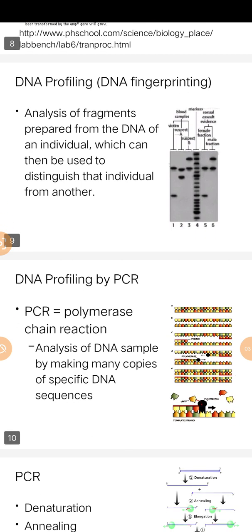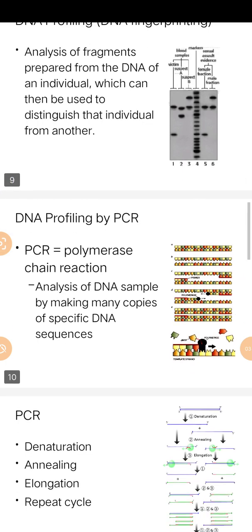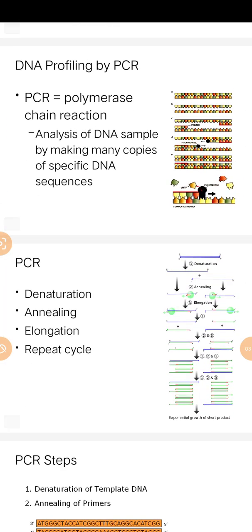There is another technique, that is DNA profiling, also called DNA fingerprinting. It is the analysis of fragments prepared from the DNA of an individual, which can then be used to distinguish between two individuals. DNA profiling can be done by using the PCR technique. PCR is the polymerase chain reaction, which was invented by Kary Mullis. It is the analysis of a DNA sample by making many copies of a specific DNA sequence.